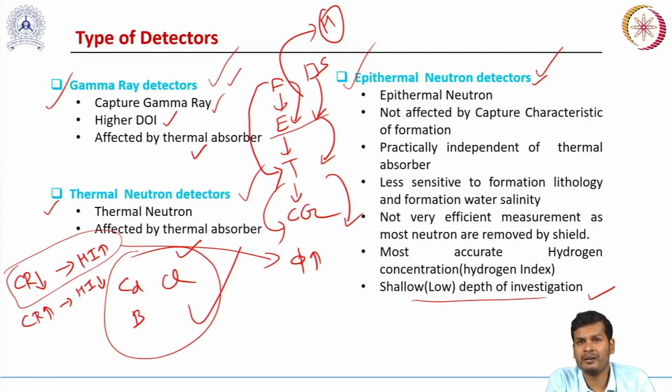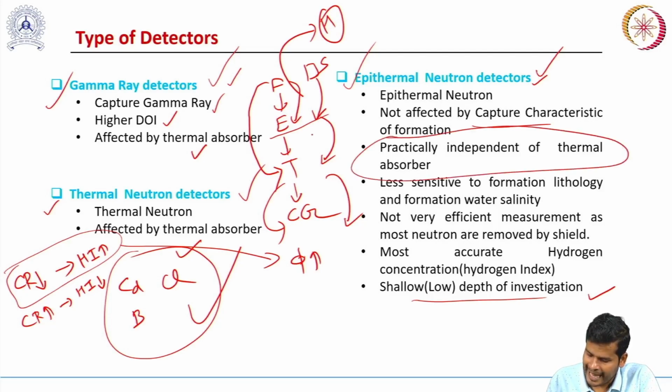So if I count the epithermal neutrons, the count rate of epithermal neutrons will be directly related to how much hydrogen is there inside the formation. This is not going to be affected by the capture property of our formation. So cadmium, chlorine and boron cannot affect our epithermal neutron count rate. The porosity calculated by a tool having an epithermal neutron detector gives us a porosity value which is independent of the concentration of thermal neutron absorbers inside the formation. That's why epithermal neutron porosity is often preferred when you have shale or very highly saline water.